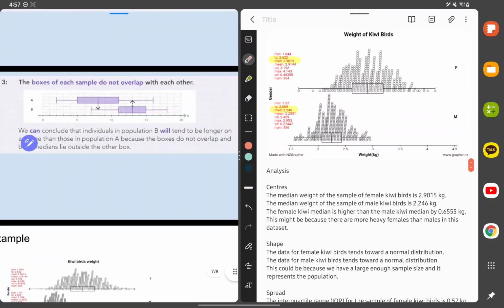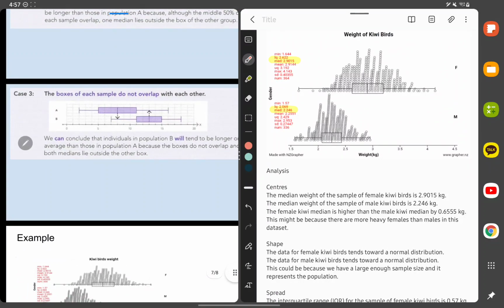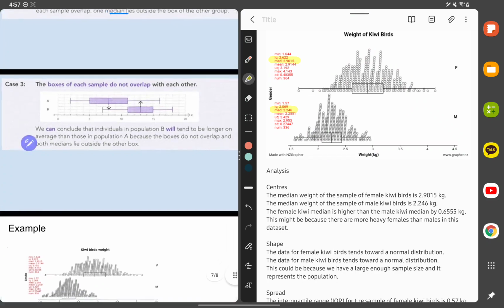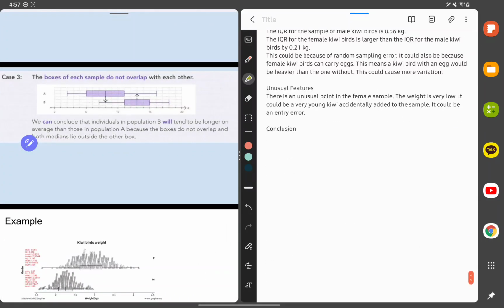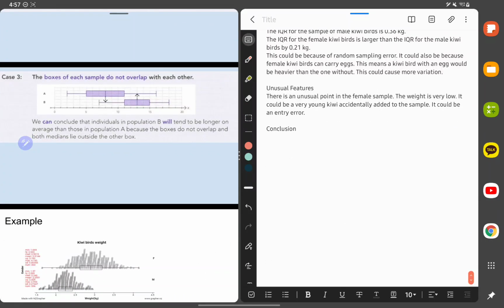This is the case for us. Case number 3. This is the one for us. For this kiwi bird sample that we're talking about here, this is the case that matches our data. So let's have a look at it. What do they write? We can conclude. So let's write that in. And let's see what that looks like.